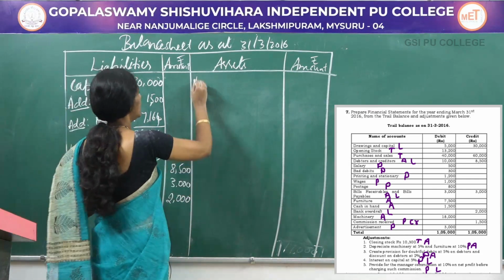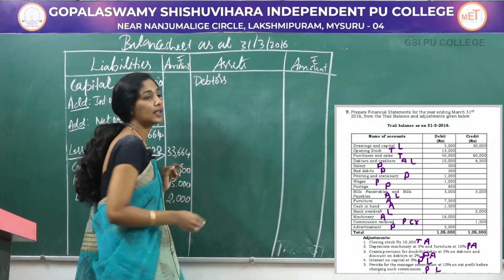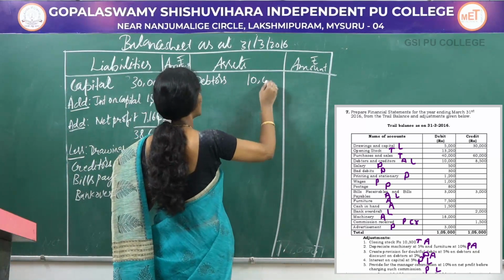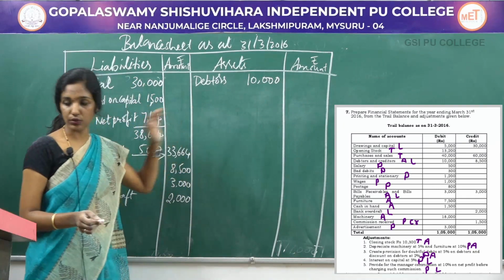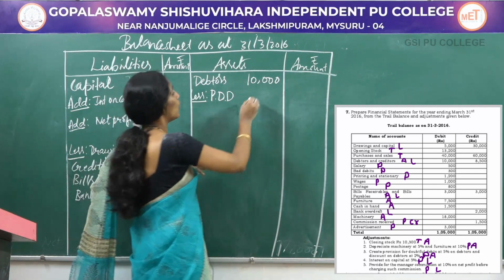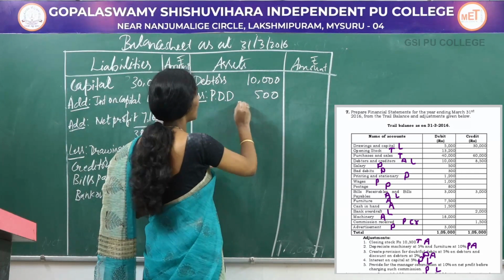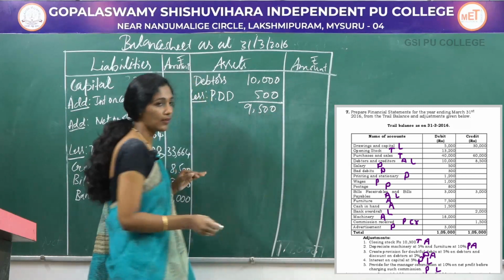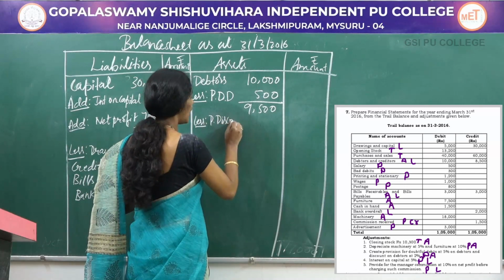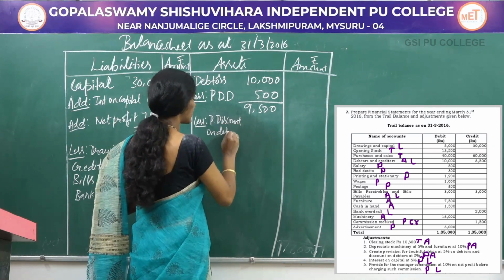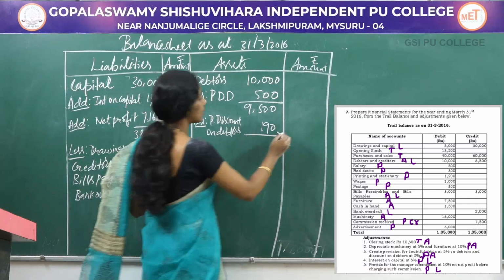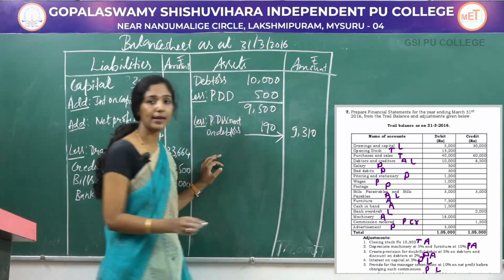So now coming to the asset side, the first item is debtors. There is adjustment relating to the debtors. So now you have to consider the total amount of debtors in the statement. Debtors 10,000. Now you have to deduct provision for doubtful debts, PDD. What is the amount of PDD? 500. When you deduct, you will get 9,500. From this, you have to deduct provision for discount on debtors. What is the amount of provision for discount on debtors? 190. When you deduct, you will get 9,310 rupees.